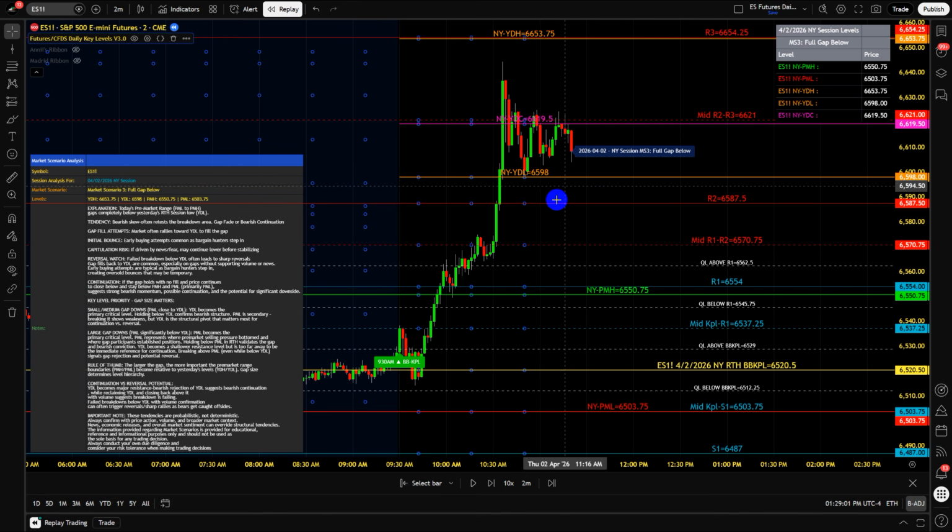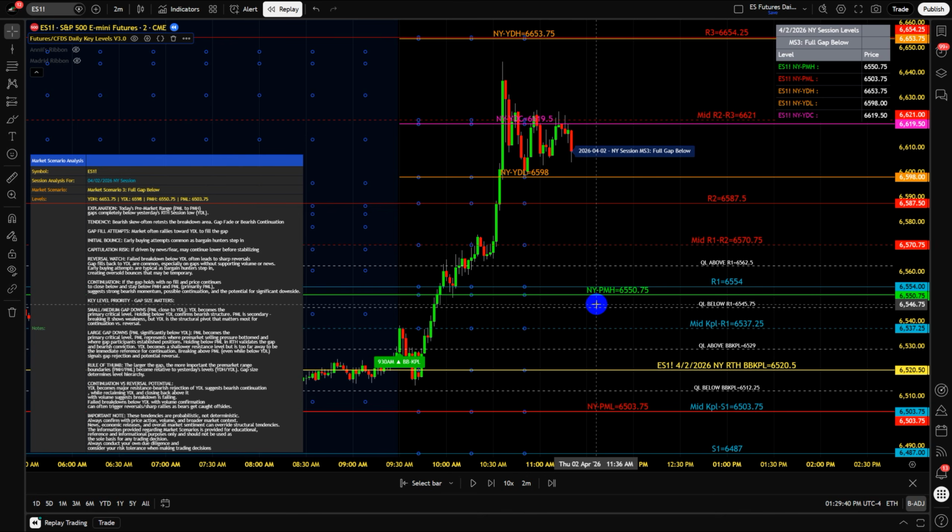So for example, here in this particular scenario today, as you can see here, gap fill attempts. So in market scenario 3, full gap below, the tendency is that the market often rallies towards YDL to try to fill the gap. This is not 100%, as by this important note down here, that these tendencies are probabilistic, not deterministic. Always confirm with price action, volume, and broader market context. News, economic releases, and overall market sentiment can override structural tendencies. So what that basically means is, nothing is 100%.